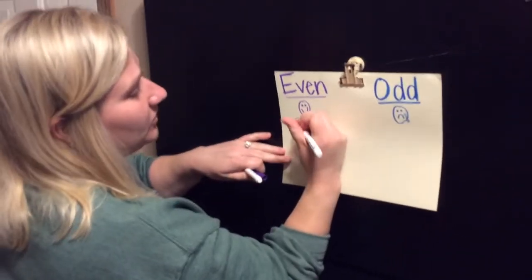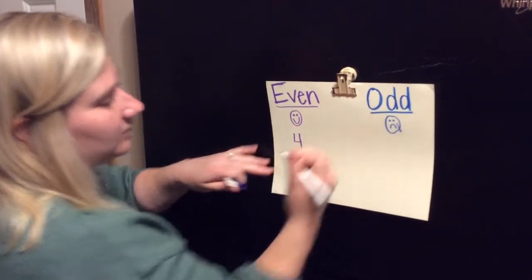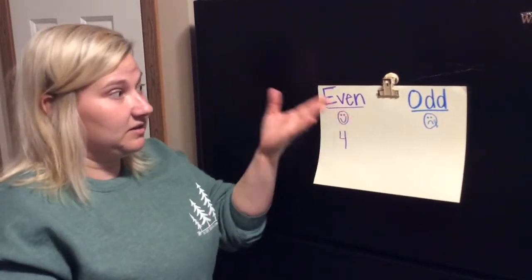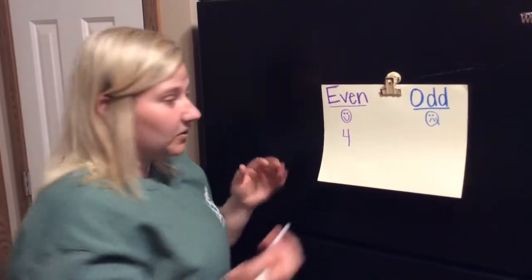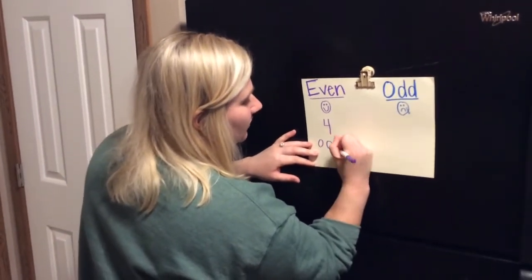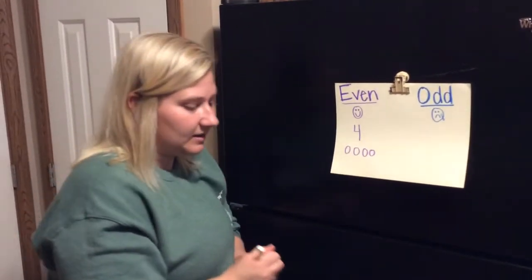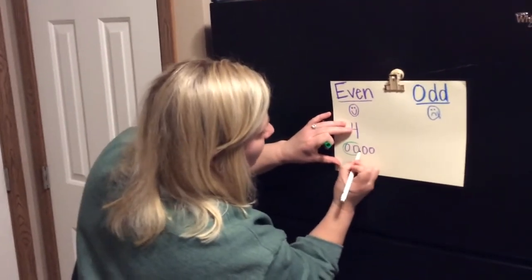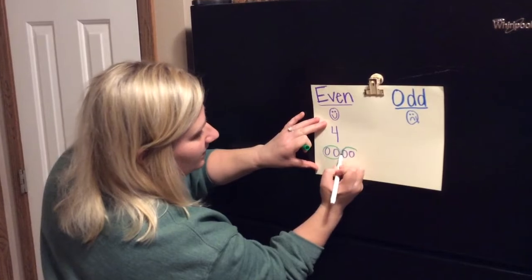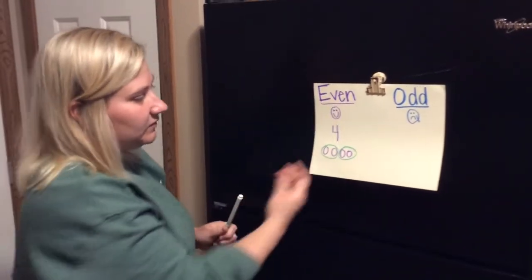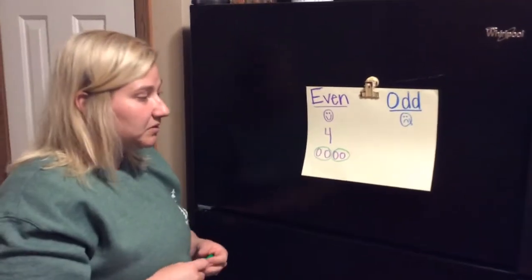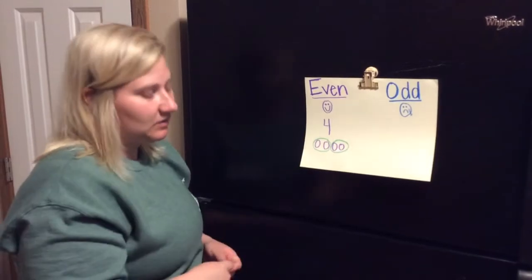So let's do the number 4. Okay, so I wrote the number 4 there, okay? I want to know if 4 is an even or odd number. So I might draw 4 circles. 1, 2, 3, 4. Okay? Now I'm going to pair them up. So these 2 are partners, and these 2 are partners. So does everyone have a partner? Yep. Is there anyone left out? Nope. So this number would be even, okay?